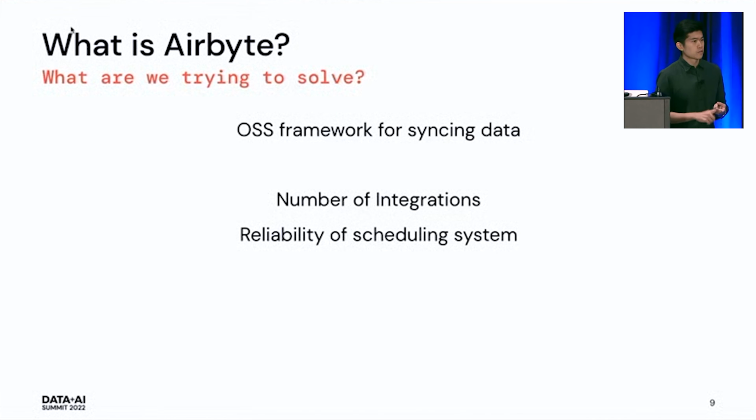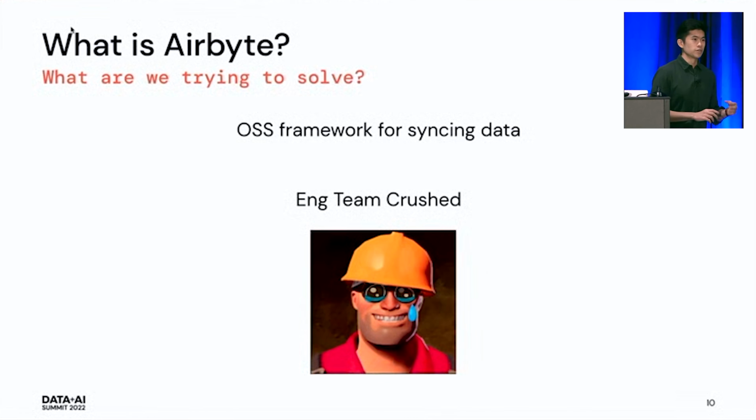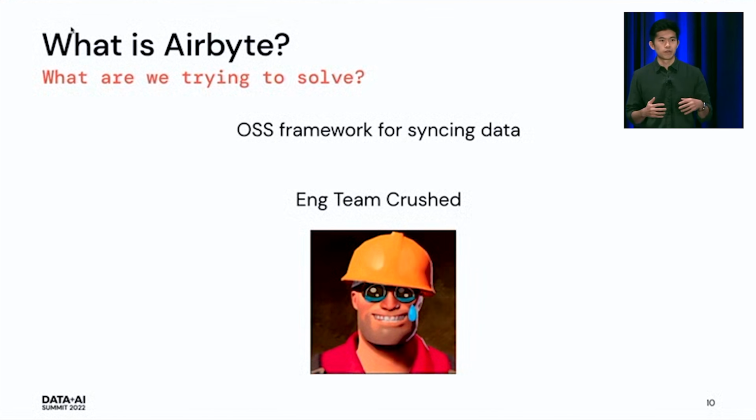So those two problems, the number of integrations and the reliability of your scheduling, usually make engineering teams very sad when they think about this. And really, for most companies, this is not a core competency. What you want to be focusing on is actually extracting value out of the data and not wrangling it.